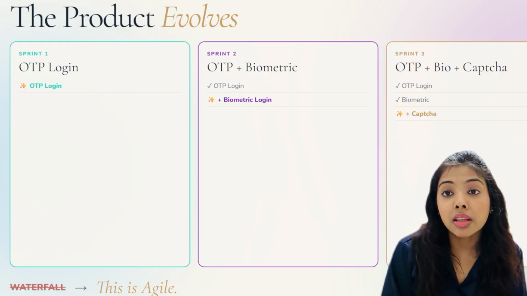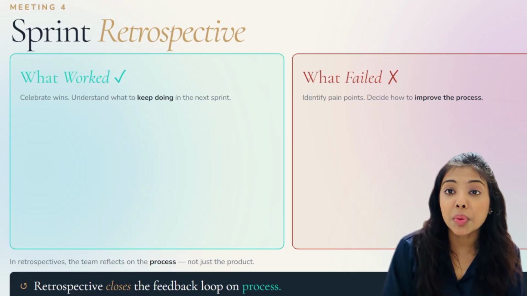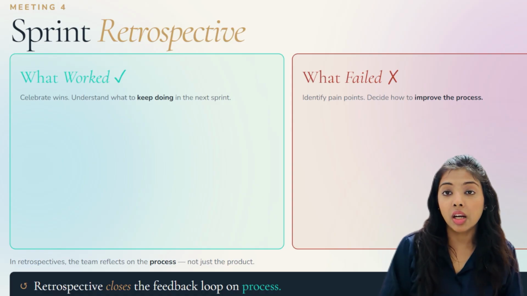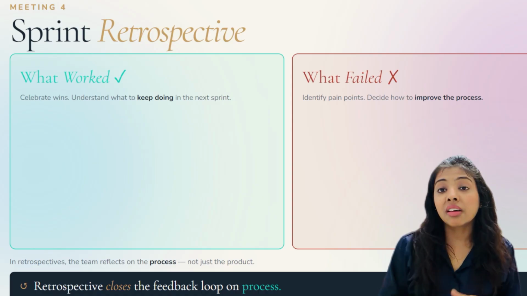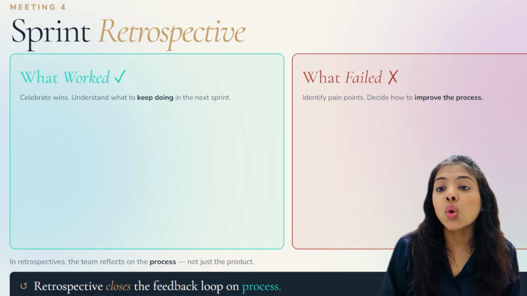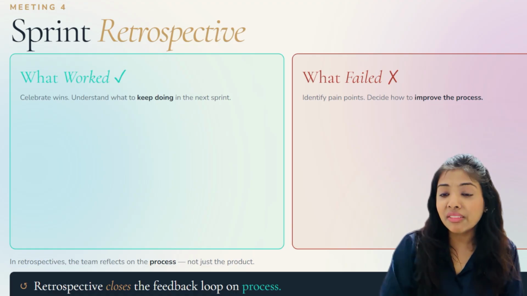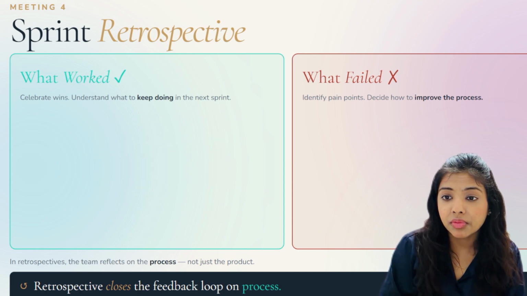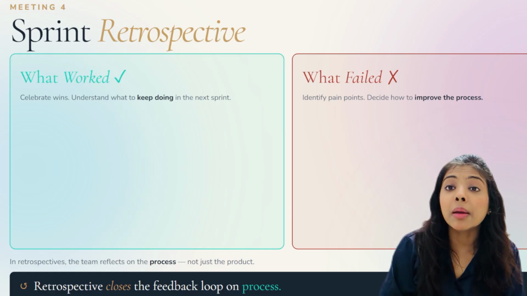After the demos, there comes another meeting, which is called the sprint retrospective. And this is where we discuss where the team failed, where the team succeeded. The retrospective is something that is closing our feedback loop. In retrospectives, the team is reflecting on the process. We ask 3 questions: what went well, what didn't, and what should we improve?